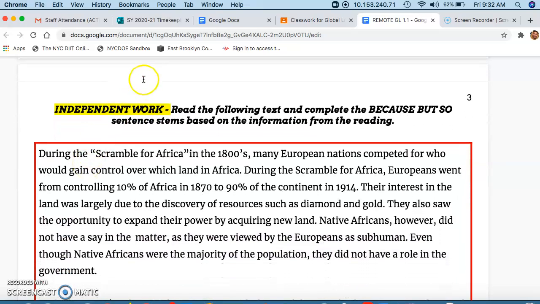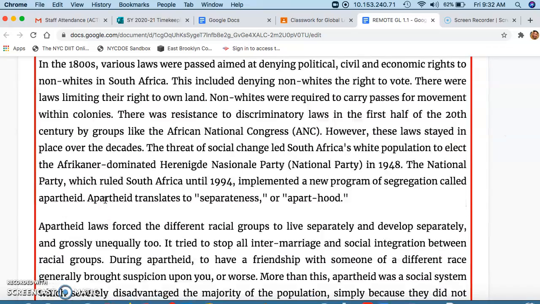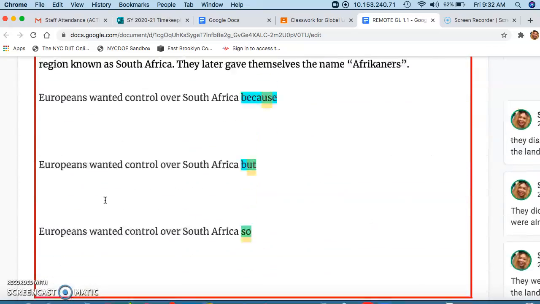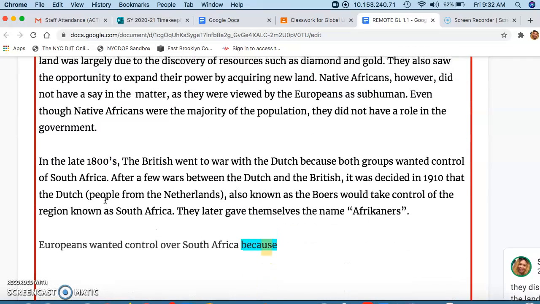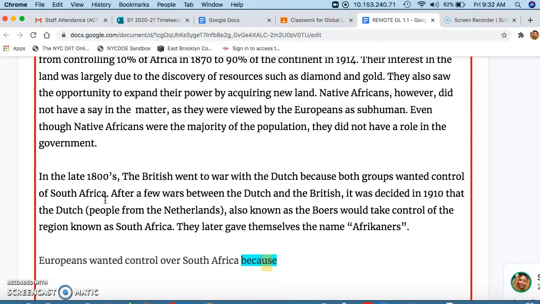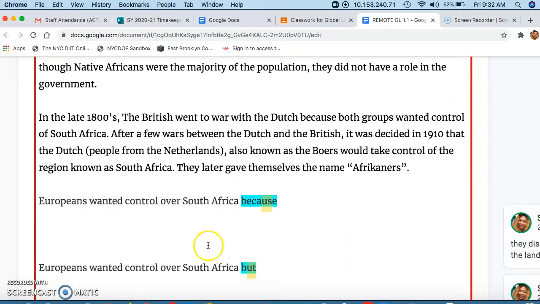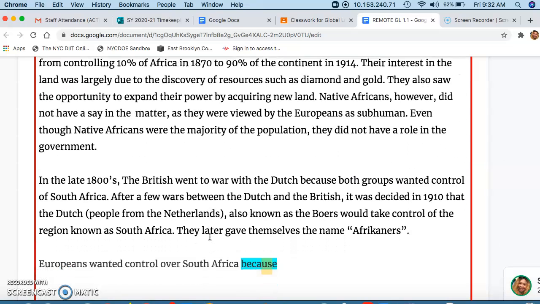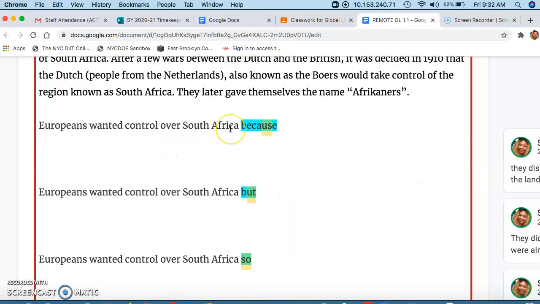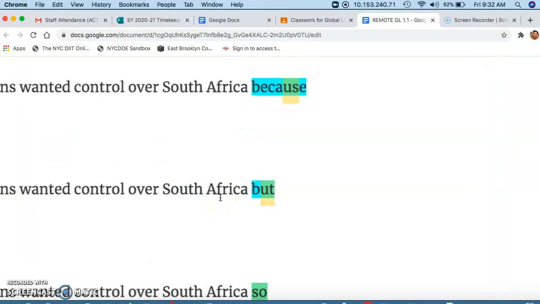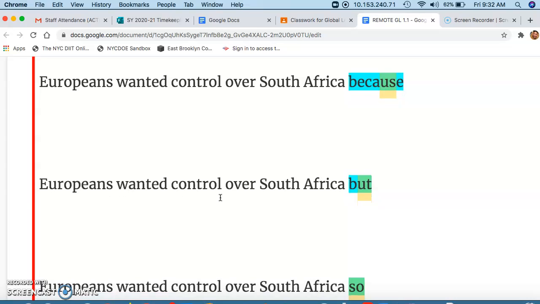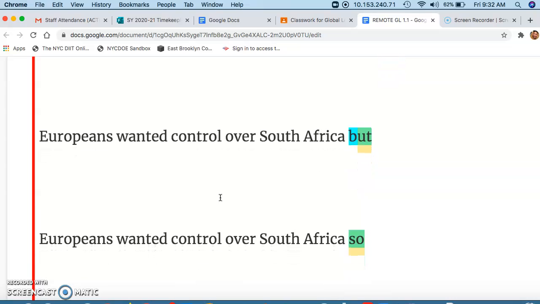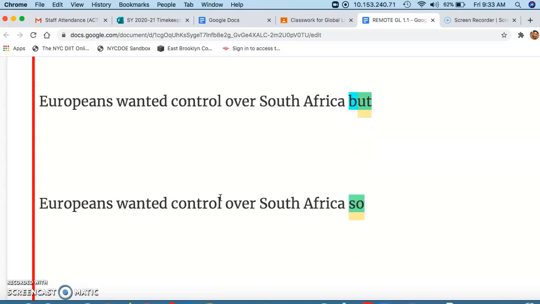And then for the independent work, I gave you two different sections of text, okay? So not much reading. I want you to do because, but, so for these two sections, right? So the first one is Europeans wanted control over South Africa because, but, and so, right? So what is the reason why they wanted control over South Africa? Yeah, they wanted control over South Africa, but there's a change of direction there. And then Europeans wanted control over South Africa, so what impact did that have?